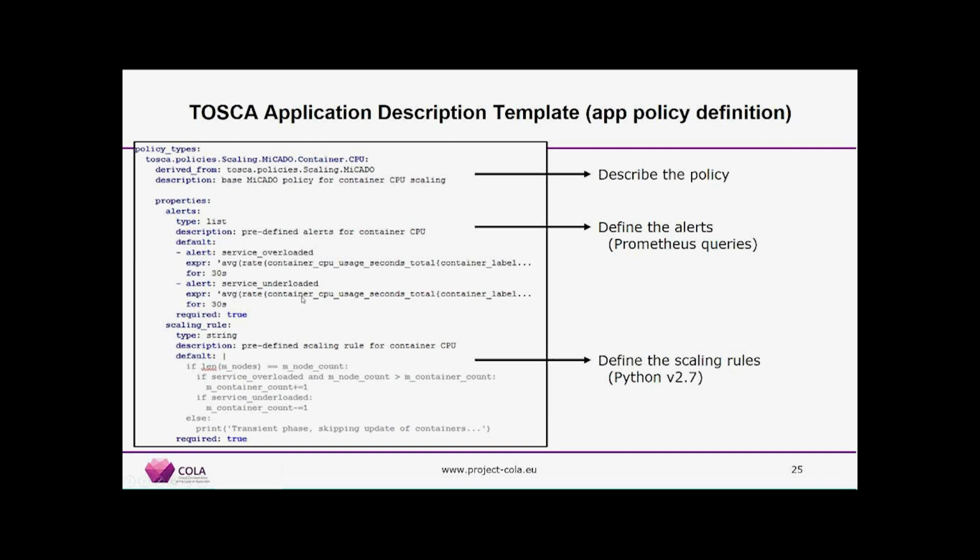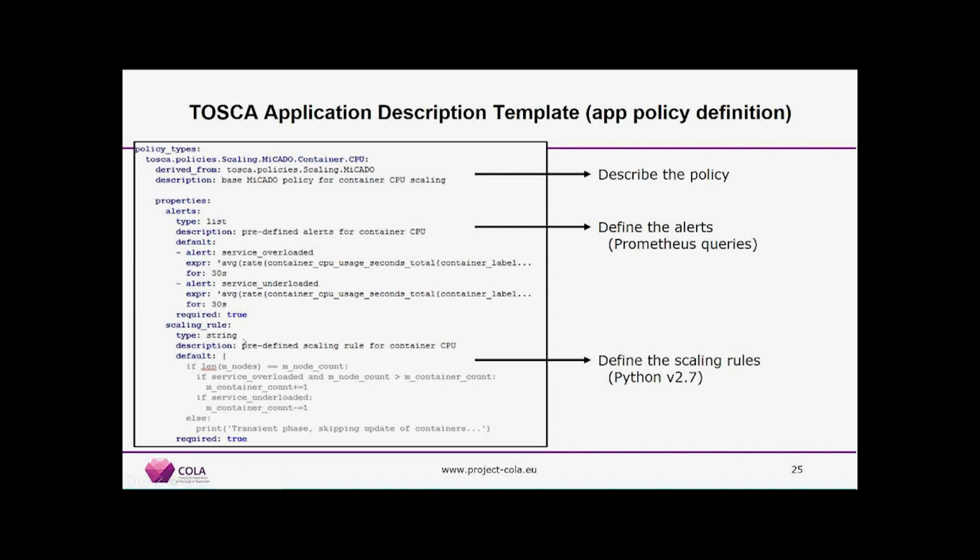Second, you can see we've done a very similar thing. Here, it's the average rate of container CPU usage under the lower node threshold of, I think it was 25. Again, if it's under that for 30 seconds, raise a service underloaded alert. So that's all that the alert section does.